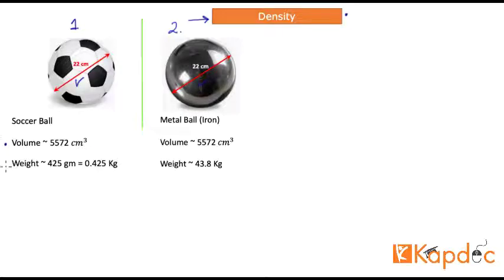But when you compare the weight of these two objects, the soccer ball, of course, being lightweight and hollow inside, is only 425 gram, versus the metal ball, which has a weight of 43.8 kilogram. See the huge difference between these two objects: one is made out of some rubber material and is lightweight, and of course, the other one is filled with material and is not hollow inside.